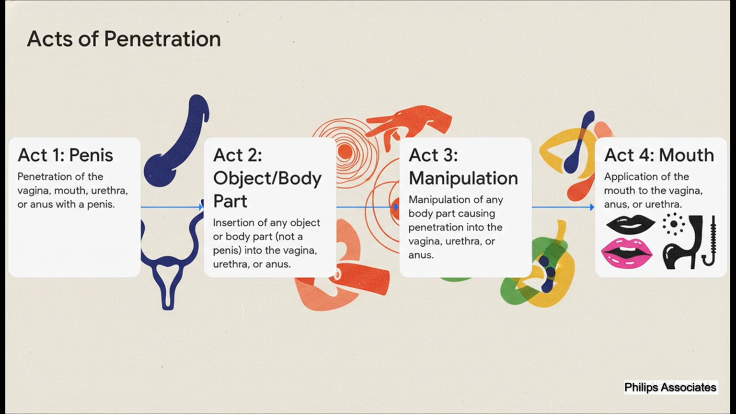The first part is the physical act itself, and Section 63 outlines 4 very specific kinds of penetration. You'll notice the law is intentionally broad here. It covers penetration with the penis, sure, but also with any object or body part, manipulation that causes penetration, or even application of the mouth. This is all designed to cover a whole range of violations.